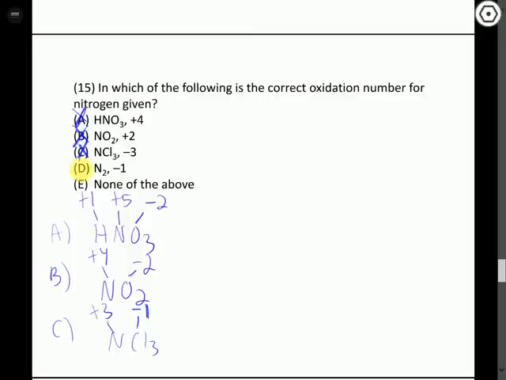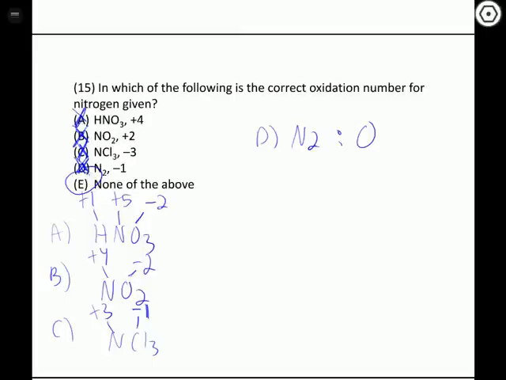And then finally, choice D, N2. N2 is a neutral element. It only has one kind of atom in it, one kind of element. So that means the oxidation number is 0, not -1. So the correct answer for this question is none of the above. None of these have the oxidation number for nitrogen assigned correctly.